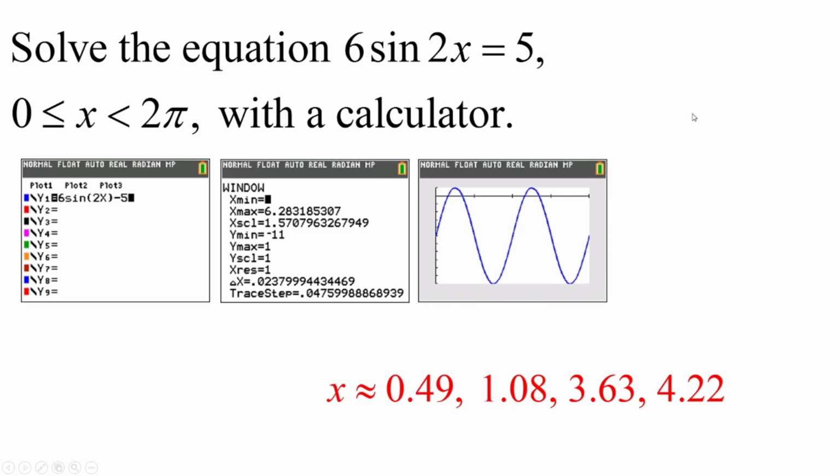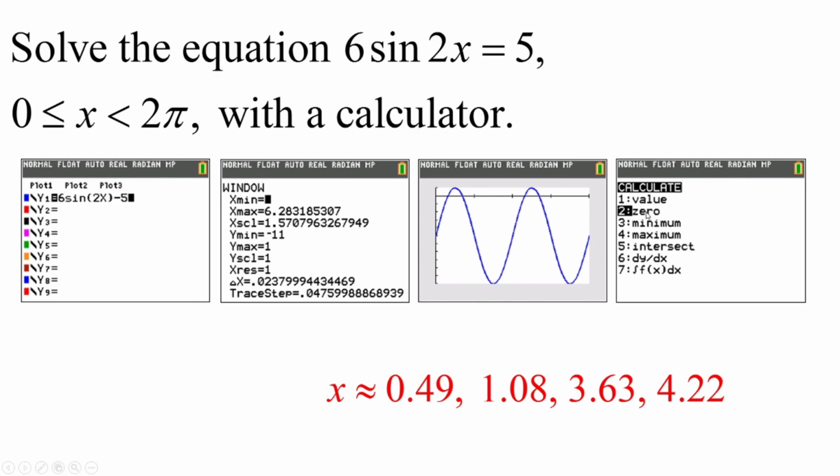I'm just going to pick one of them. All right. So let's check this right here, which we should get as 3.63. Let me talk you through it, and then I'll give you a picture of it. If I want to find the zero of a function, I'm going to go second calc. And do you see number 2 is zero? So second calc brings you to that window, and go down and hit 2, and you're going to find your zero.